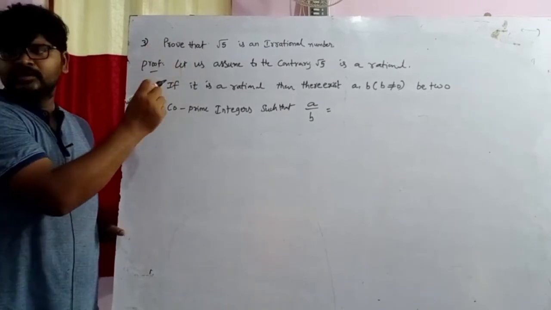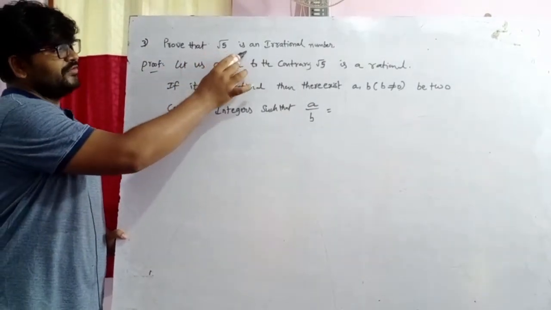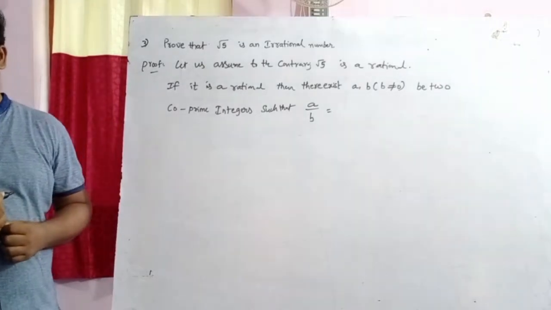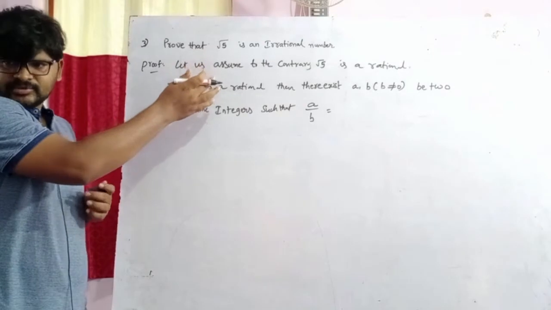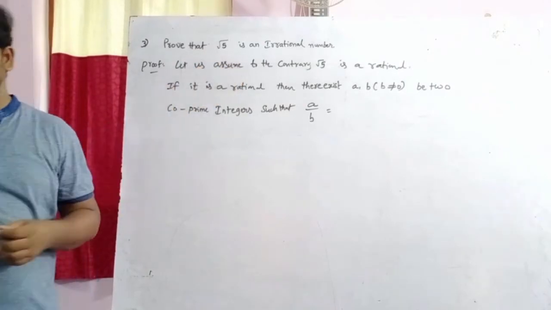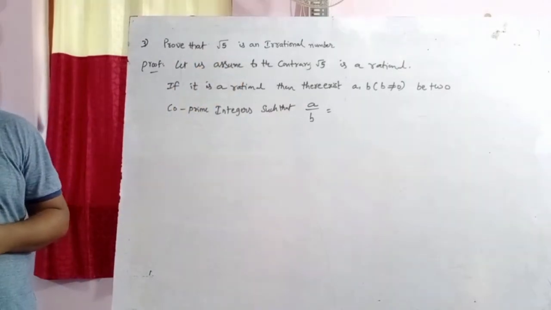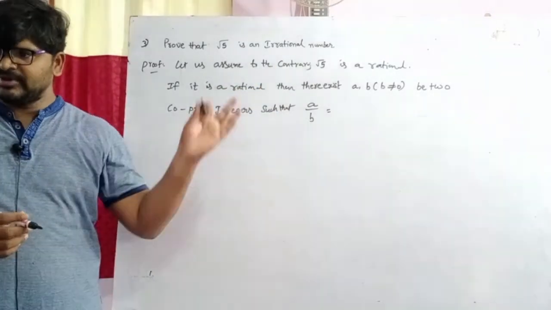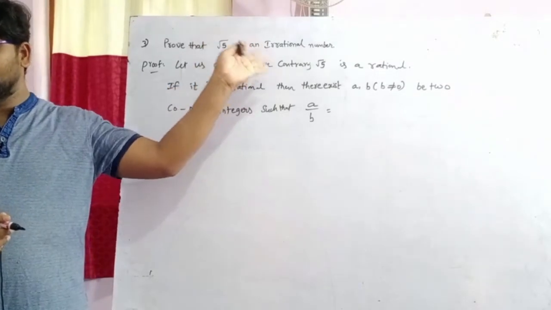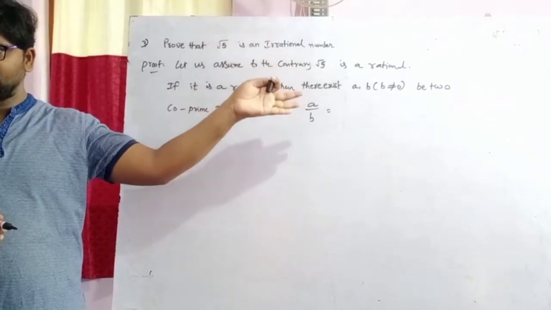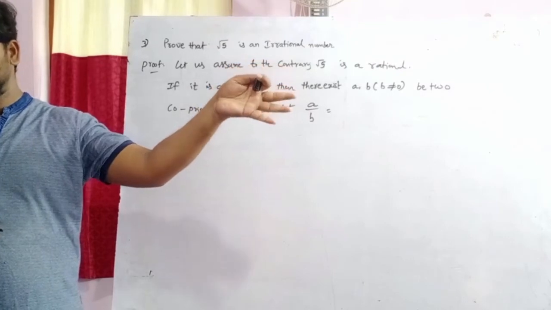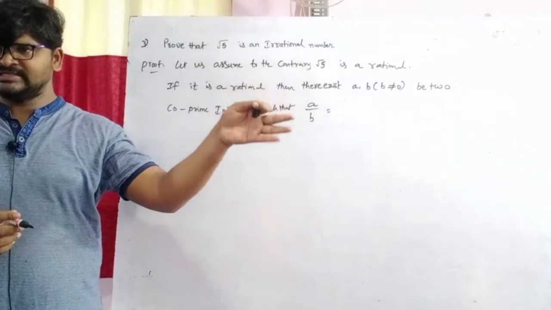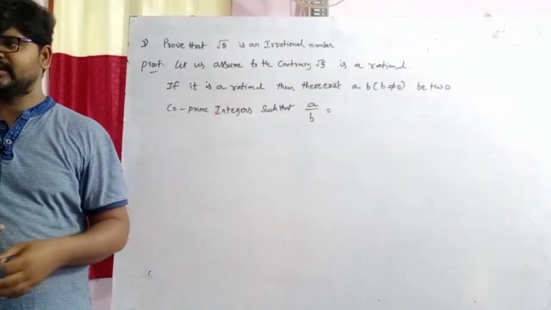Third question. Prove that root 5 is an irrational number. Same process, proof. Let us assume to the contrary, root 5 is a rational. In the previous class, we proved that root 2 or root 3 or root 7 are irrational. Root 9, the value of root 9 equals 3, that is a rational number, leave it. Root 2, root 3, root 5, root 6, root 7, root 8, these are all irrational numbers.